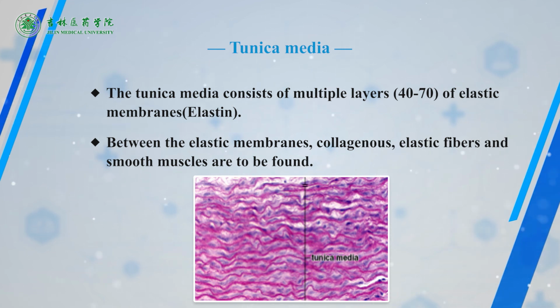In the newborn, about 40 layers. In the adult, about 70 layers. Between the elastic membranes, collagenous fibers, elastic fibers, and smooth muscles are to be found. Smooth muscles are special types of fibroblasts. During the development of the arteries, collagenous fibers, elastic fibers, and growth substance are produced by the smooth muscles.